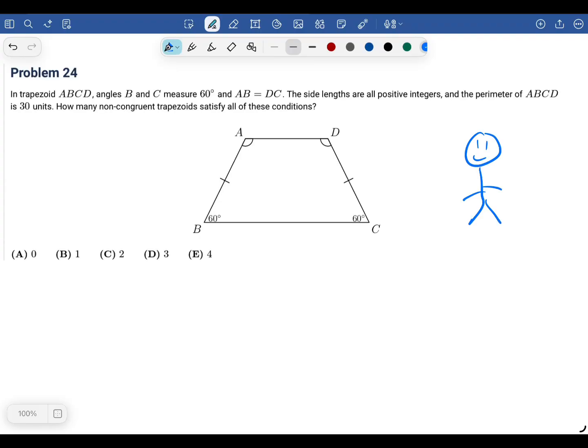Hello everybody, and today we're going to be discussing problem 24 of the AMC 8 of 2025. In the trapezoid ABCD, angles B and C measure 60 degrees and AB is equal to DC. The side lengths are all positive integers and the perimeter of ABCD is 30 units. How many non-congruent trapezoids satisfy all of these conditions?